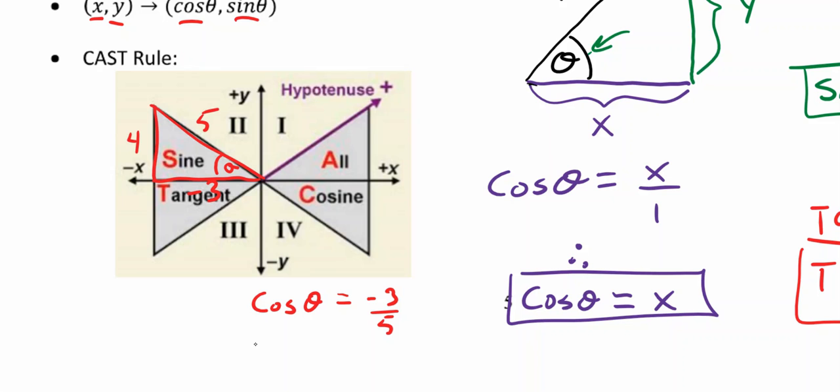But what if I do sine? If I did sine theta is equal to, and then sine is opposite over hypotenuse, so that's 4 over 5. Positive 4 over positive 5. So that's why it's positive over here.